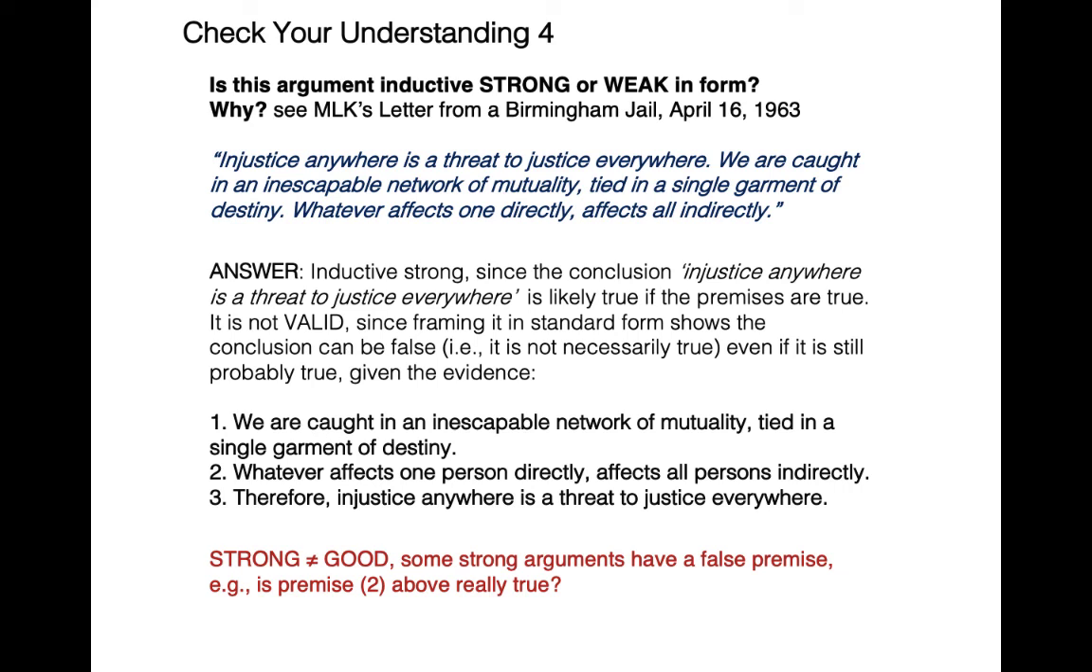Last example. Here's an argument. Is it strong or weak? You might recognize this from Martin Luther King's letter from a Birmingham jail in April of 1963. He said, "Injustice anywhere is a threat to justice everywhere. We are caught in an inescapable network of mutuality, tied in a single garment of destiny. Whatever affects one directly affects all indirectly."